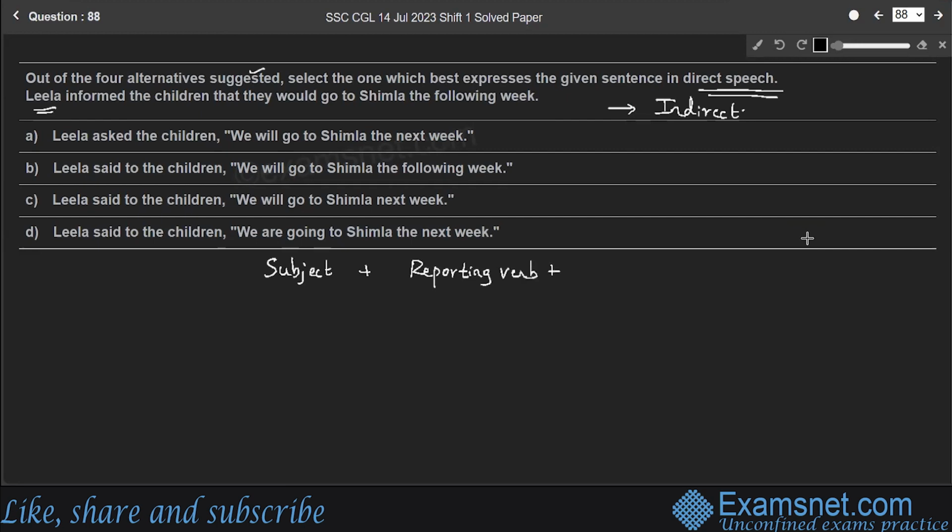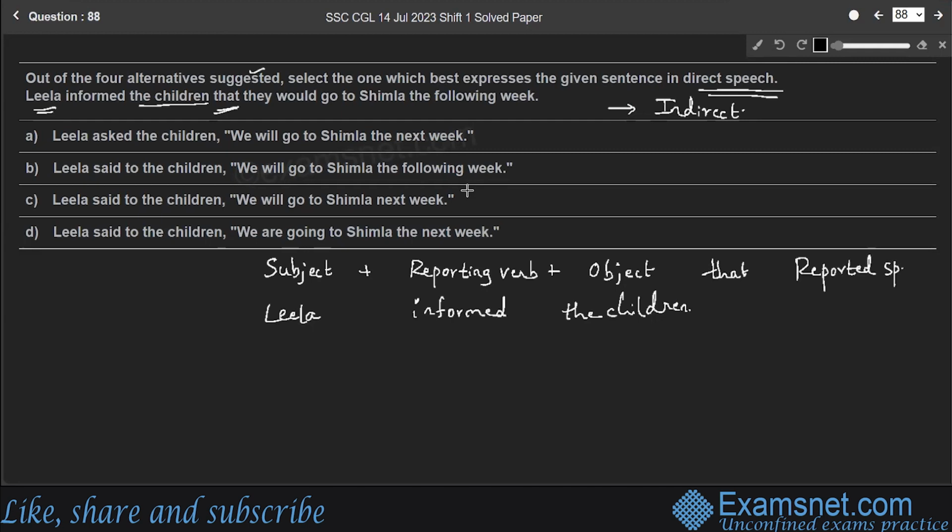Which is followed by the object. Here the object is the children. So Leela is the subject, the reporting verb is informed, and the children is the object. In indirect speech, we need to introduce that. So Leela informed the children that, which is followed by the reported speech. Here in the given sentence, the second part, they would go to Shimla the following week, is the reported speech.